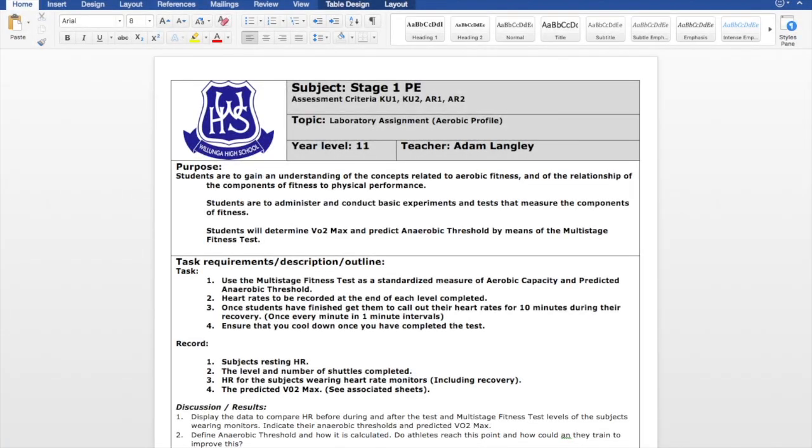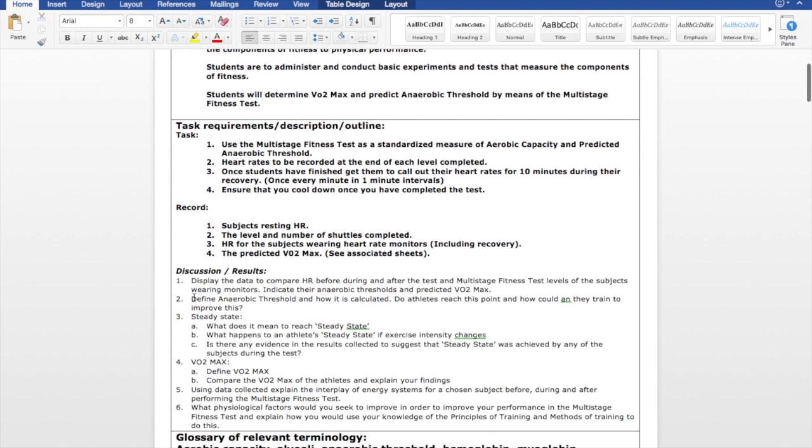Okay, so let's have a look at our first assignment. Today's video is going to be looking at the first two parts, so how we can achieve high grades on part 1 and part 2. The first bit, about displaying the data to compare the heart rates before, during and after the multi-stage fitness test, looks at your ability to develop your own graph, your own table to show certain things.